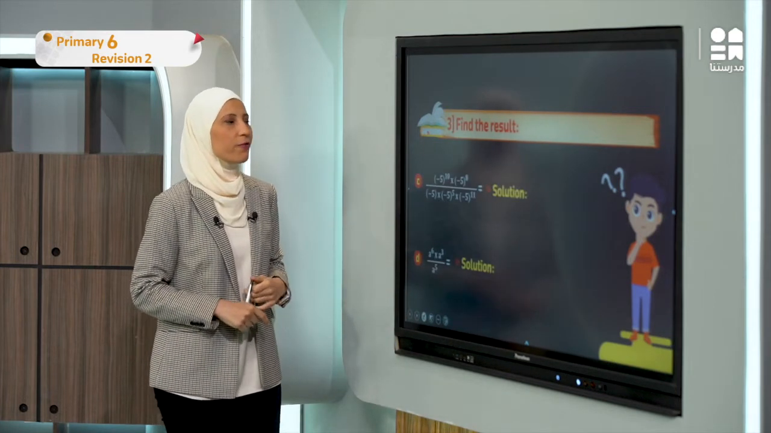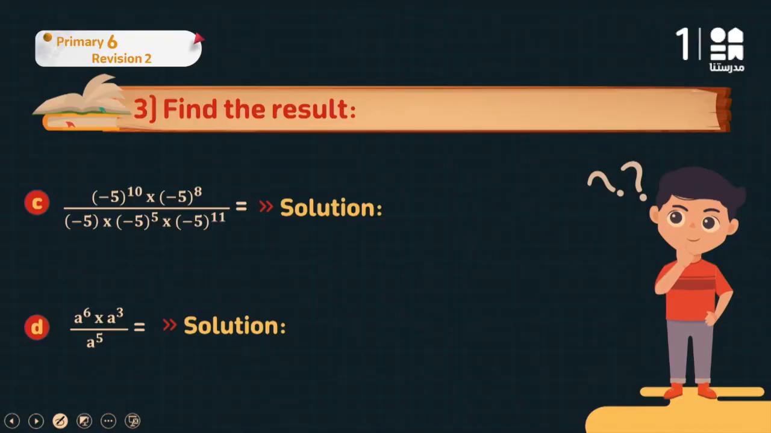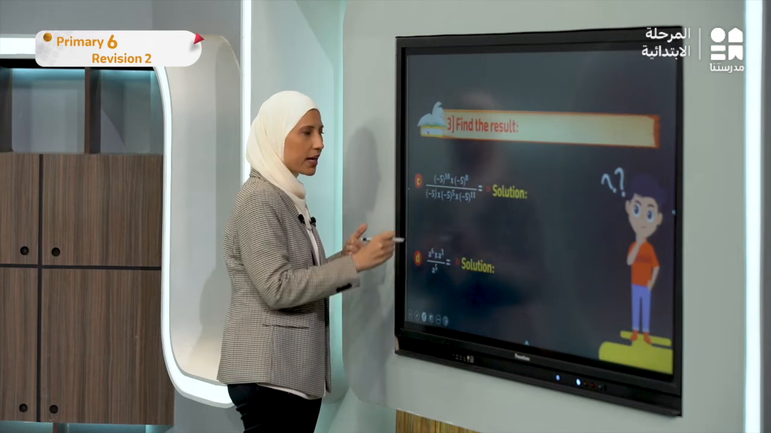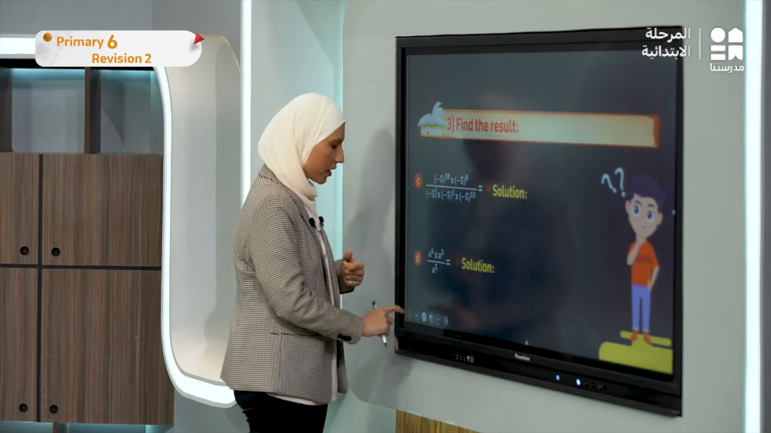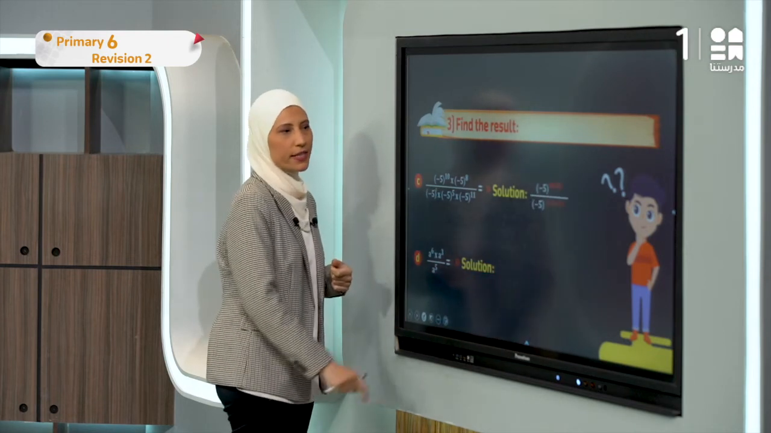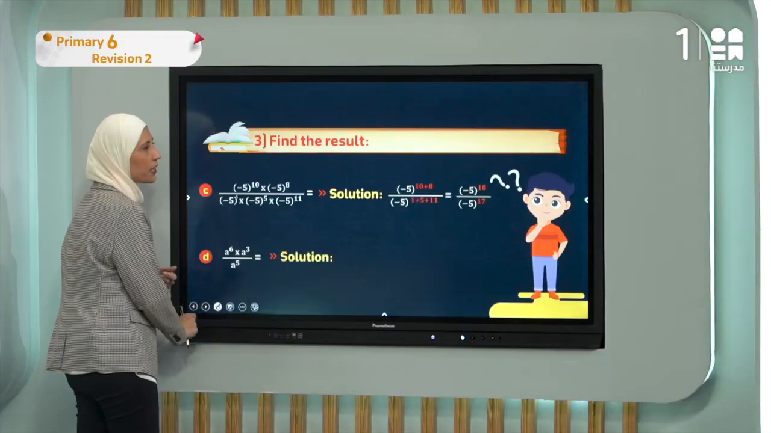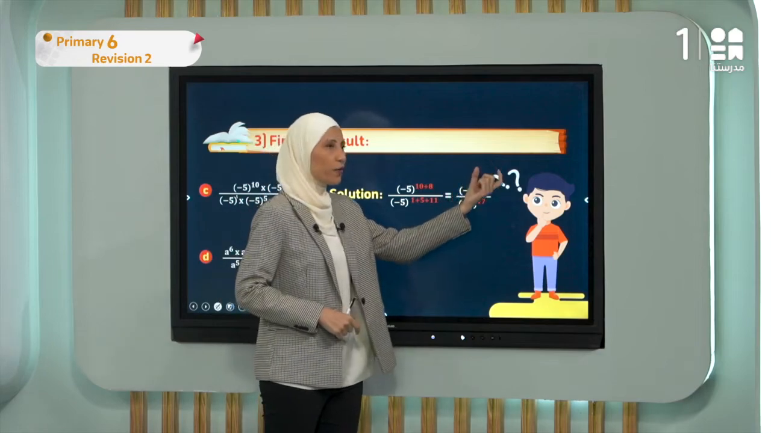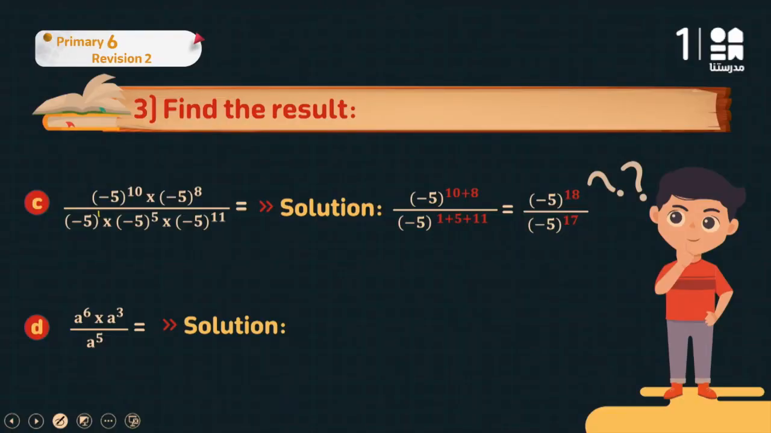I have negative 5 to the power of 10 times negative 5 to the power of 8. Here same base, all of them negative, and I will do as I used to. Here I will do 10 plus 8 to take negative 5, and in the denominator 1 plus 5 plus 11. So I will write it 18 out of 17. So negative 5 power of 18 divided by negative 5 power of 17.